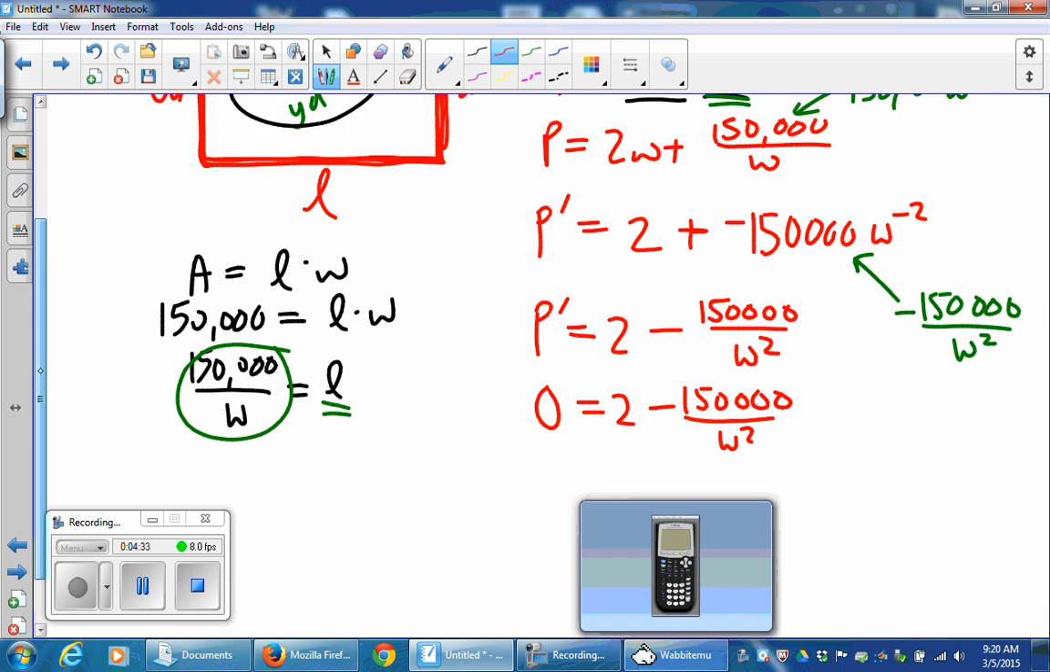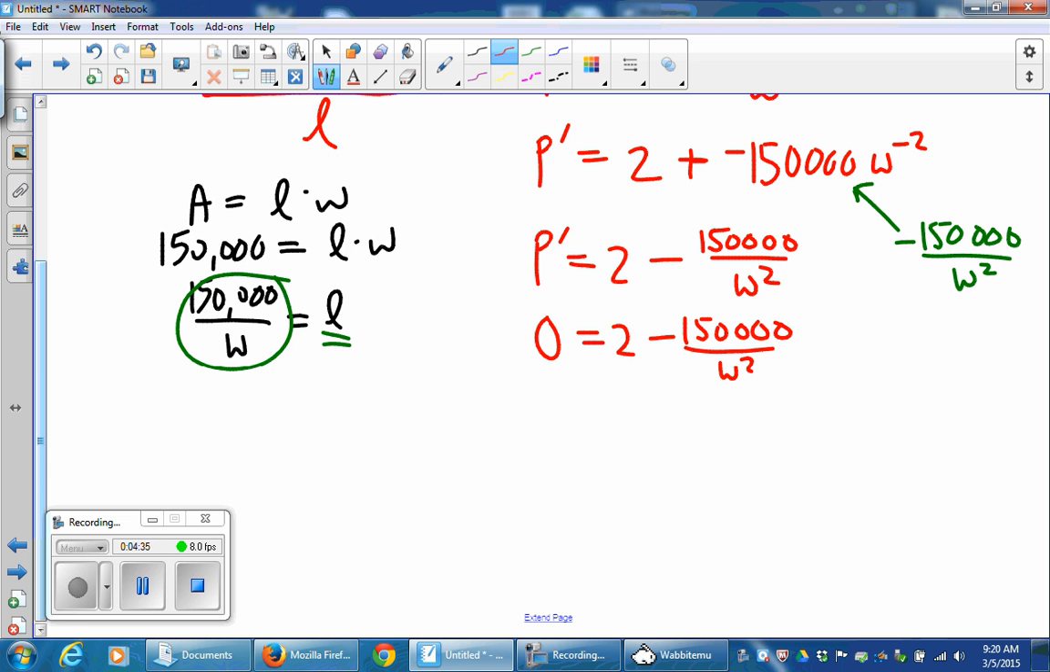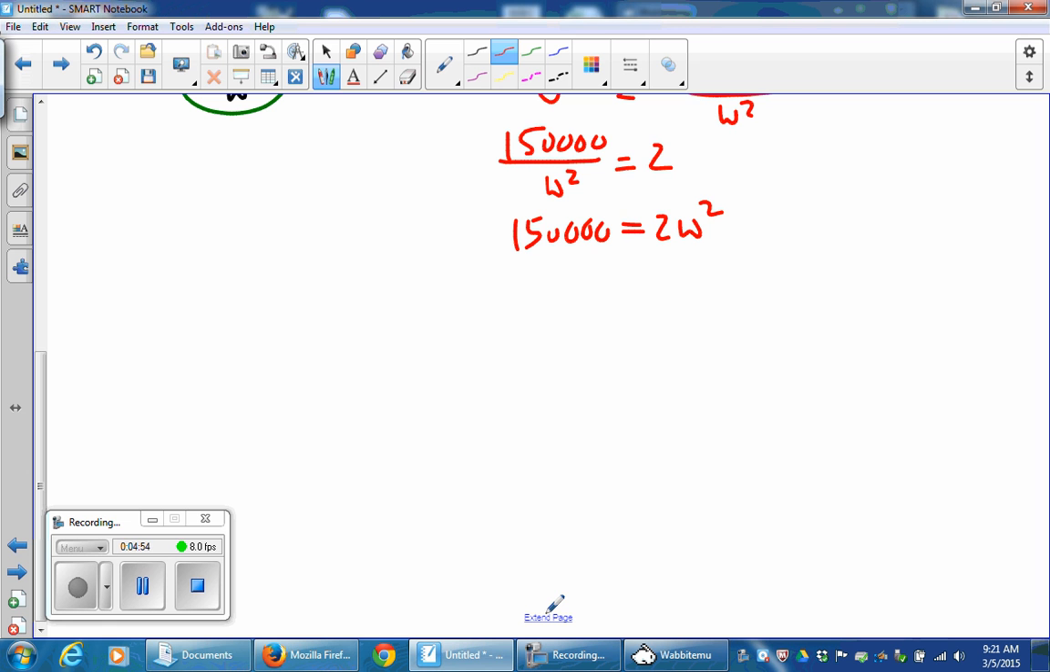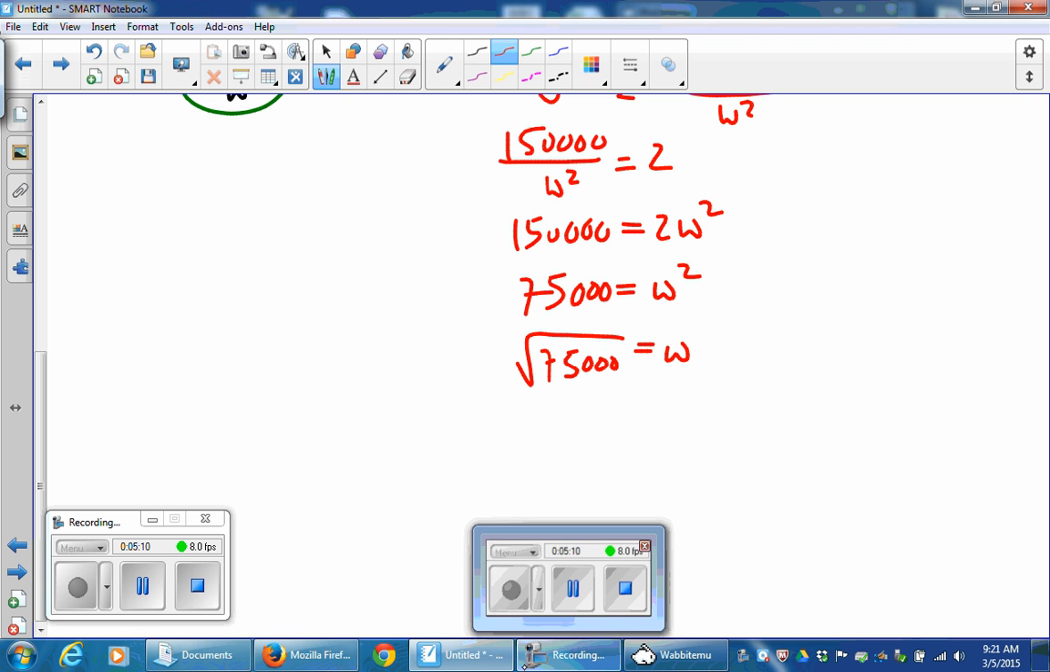So 0 equals this, and we're solving for W. Add, so 150,000 over W squared equals 2. Multiply by W squared on both sides and divide by 2, and we get 75,000 equals W squared. Then you take the square root of 75,000 to get W. What is that?